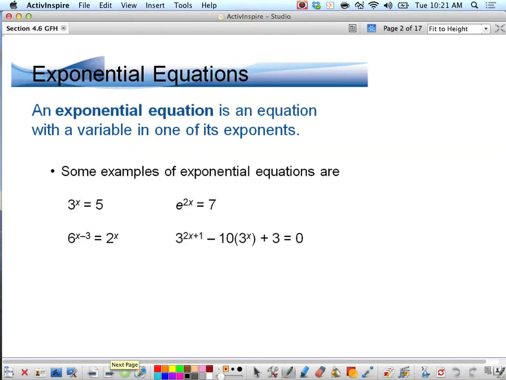We're going to start off with exponential equations. An exponential equation is any equation with a variable in one of its exponents. So for example, 3^x = 5, 6^(x-3) = 2^x, or you could have base e: e^(2x) = 7. And then a really weird one, this final example, 3^(2x+1) - 10 * 3^(x+3) = 0. So any equation that has a variable in the exponent is an exponential equation.